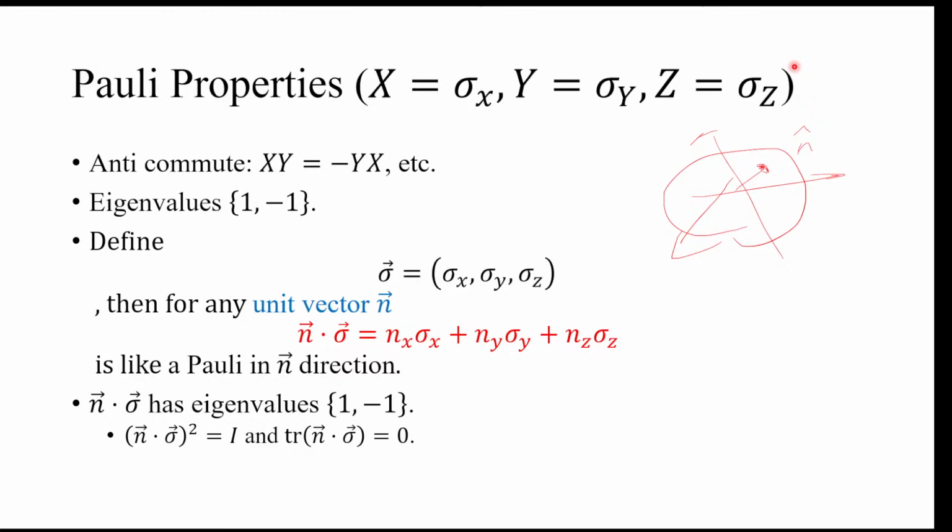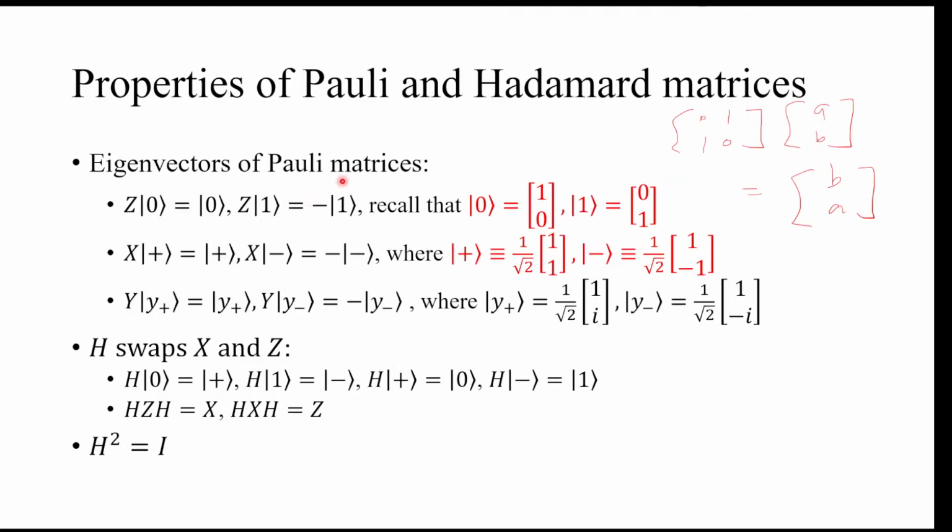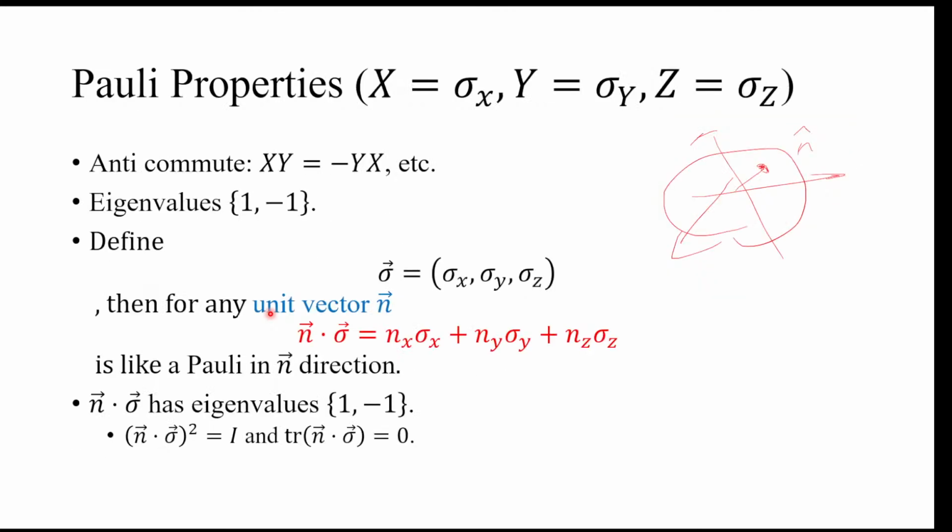And as we said, they are Hermitian and unitary, so the eigenvalues will be 1 and minus 1, and you can see those explicitly from here. So you have a 1 eigenvector here and a minus 1 eigenvector here. And then also we can define those generalized Paulis.